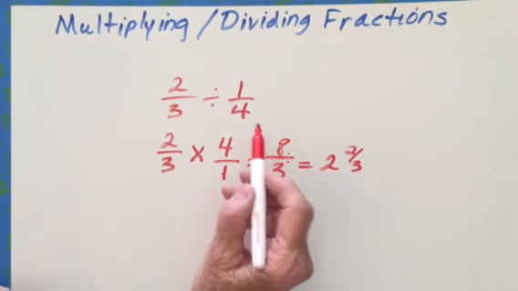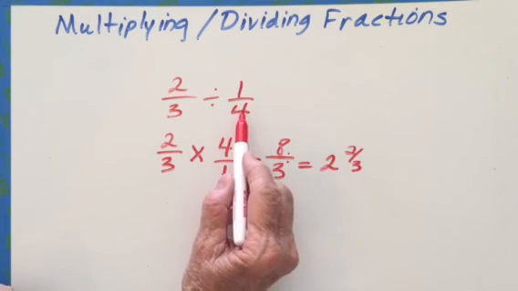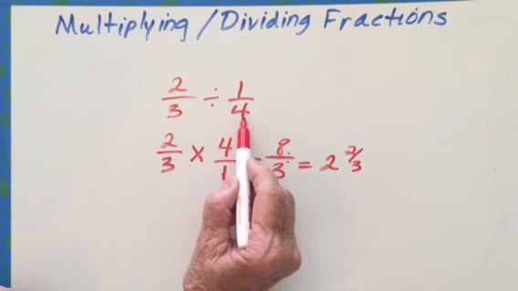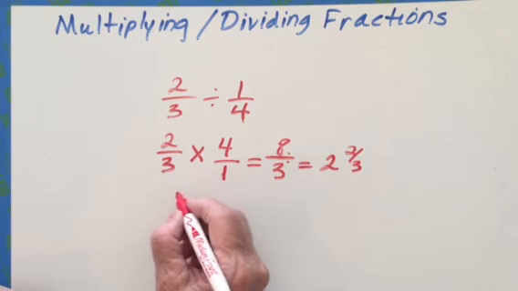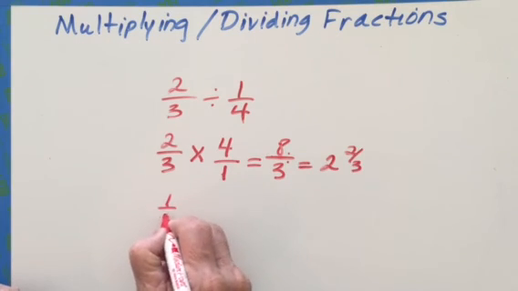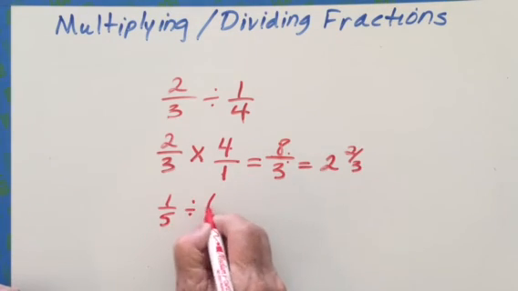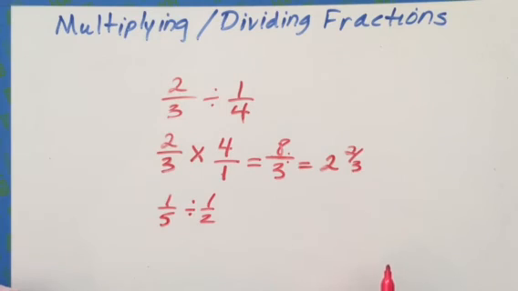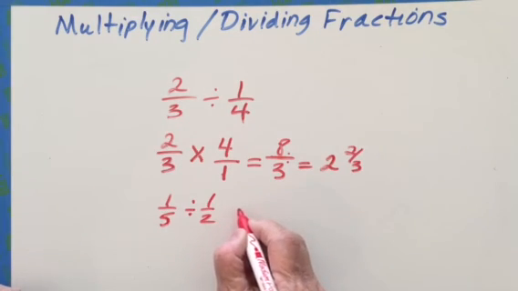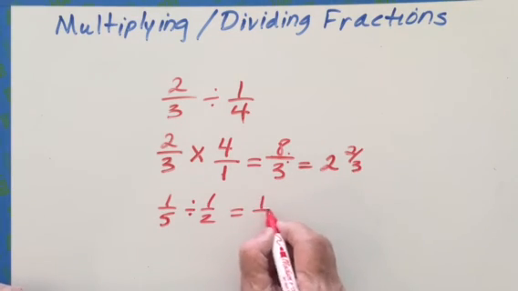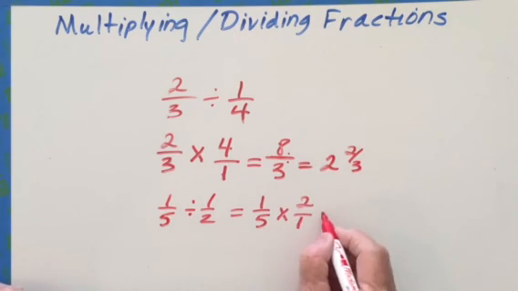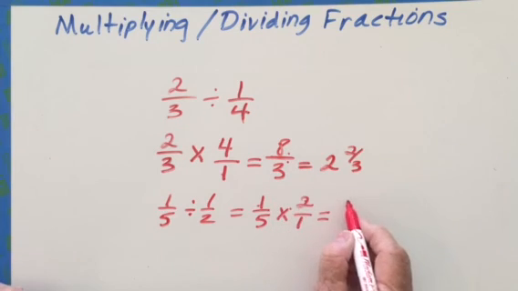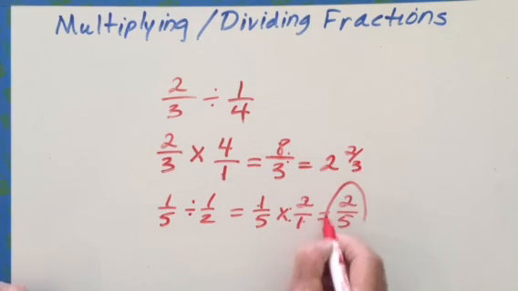So when you're dividing fractions, you have to invert the second fraction and multiply by the reciprocal. All right, what if I have 1/5 divided by 1/2? Well, can't do it. I have to go like this. It's going to equal 1/5 times 2 over 1, and that's going to equal 1 times 2 is 2, 5 times 1 is 5, and the answer is 2/5.